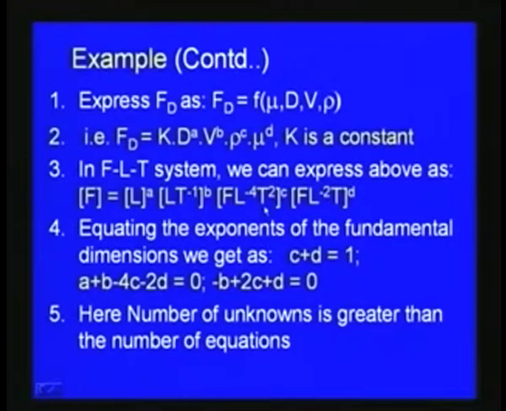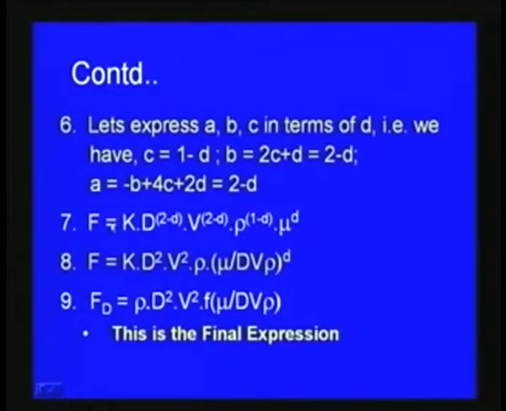D. So, finally, with respect to this equation we can write F is equal to K into D to the power 2 minus D. So, now C is represented as 1 minus D, B is represented as 2 minus D, and A is also represented as 2 minus D. So, in the 7th step we write F is equal to K into D to the power 2 minus D, V to the power 2 minus D, rho to the power 1 minus D, mu to the power D.